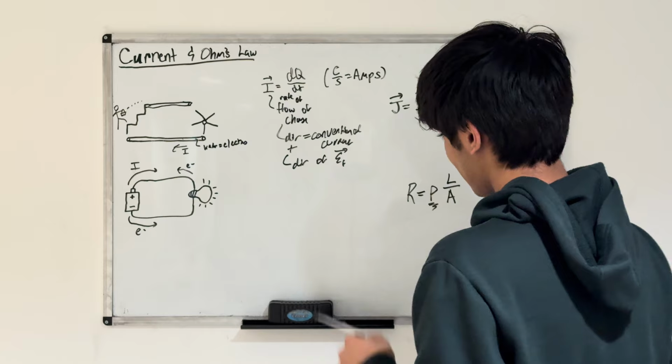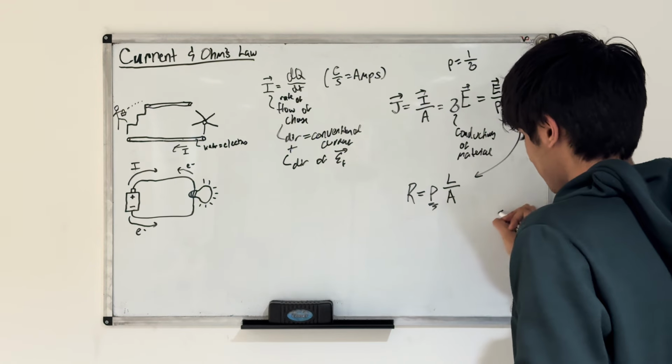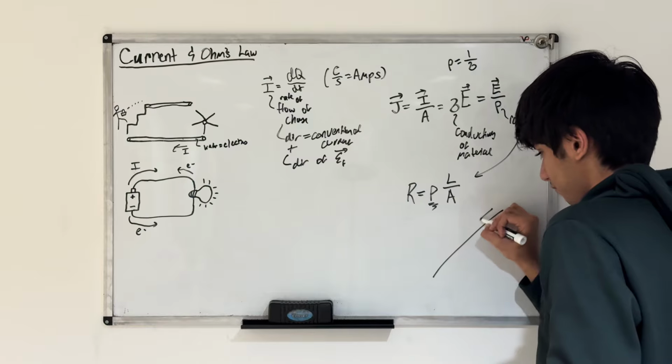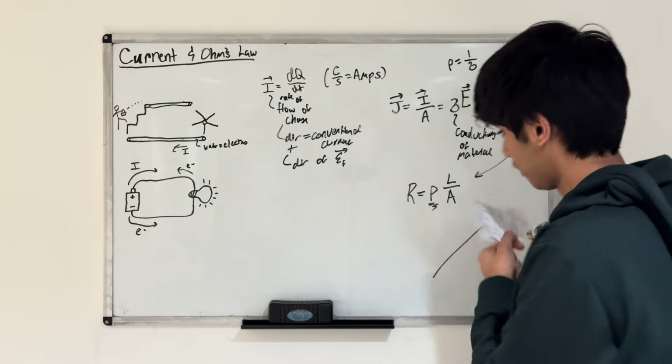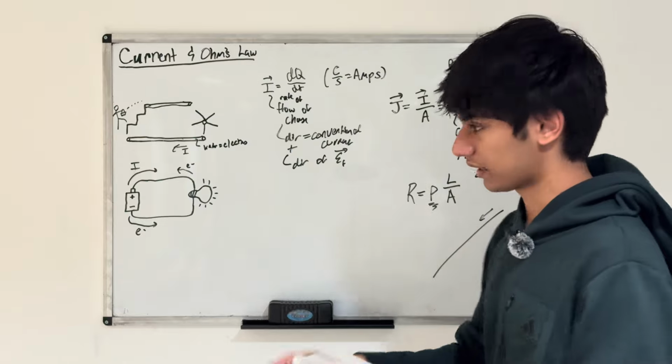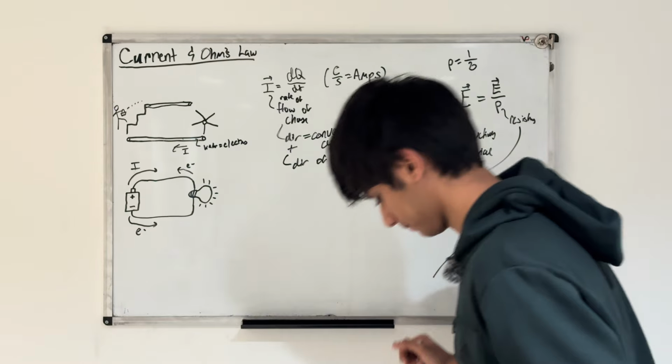A kind of analogy is, if we have water going down a hill, there's going to be some resistance there because there's going to be friction with the ground. That friction we can think of as resistance. So resistance can be thought of as friction in a way.